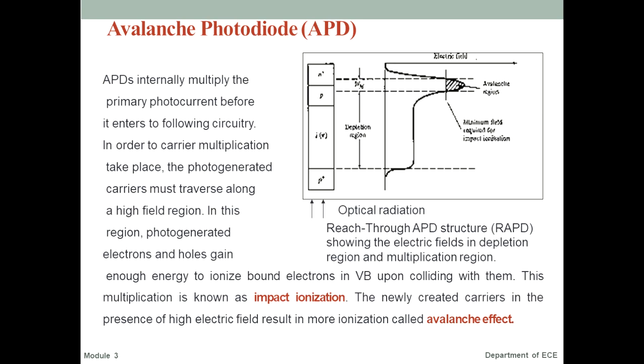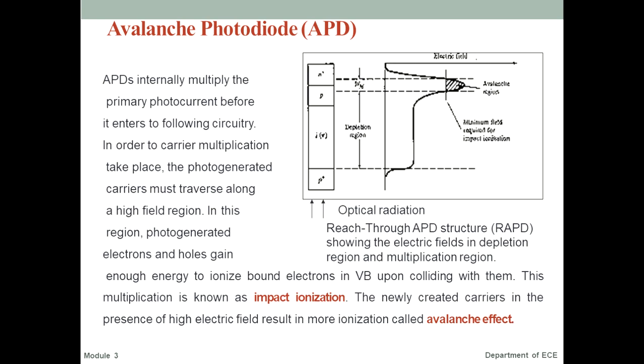In order to have carrier multiplication, the photo-generated carriers must pass through a high electric field region. In the previous case, no multiplication takes place in the pin photodiode. Here, before the photo-generated carriers enter the main region, we are multiplying them. How can we multiply the carriers? By passing the photo-generated carriers through the high electric field region.